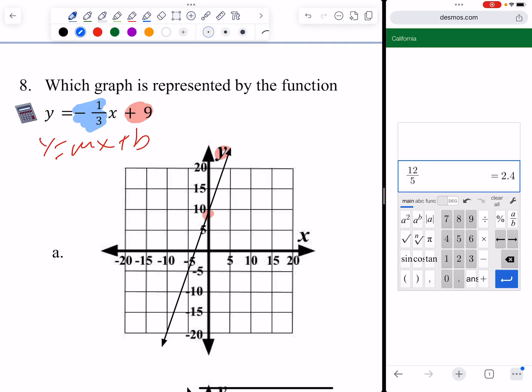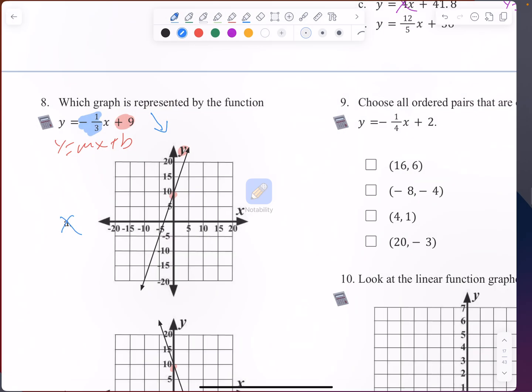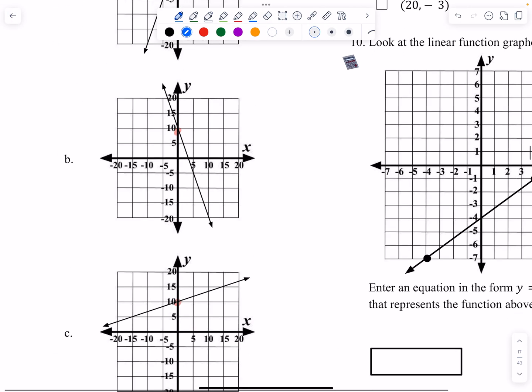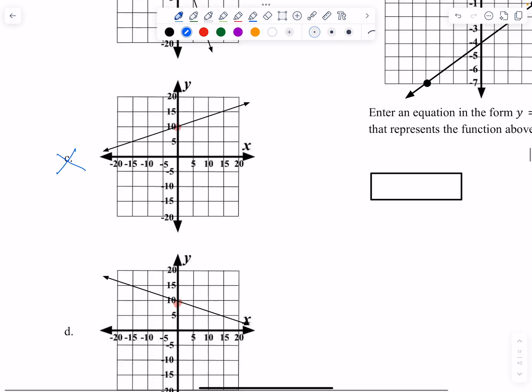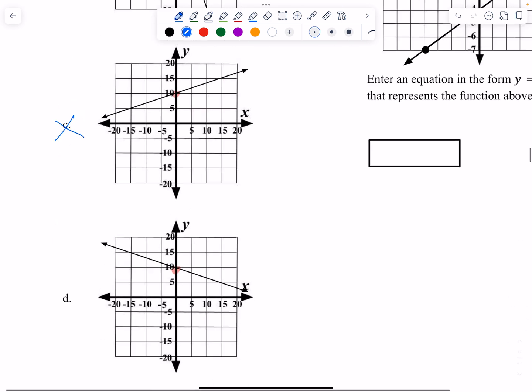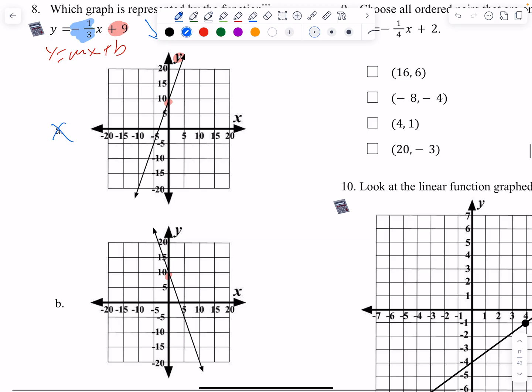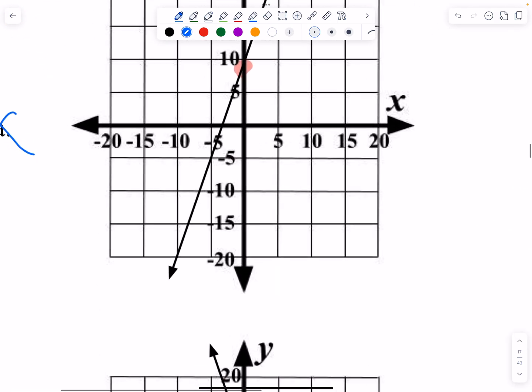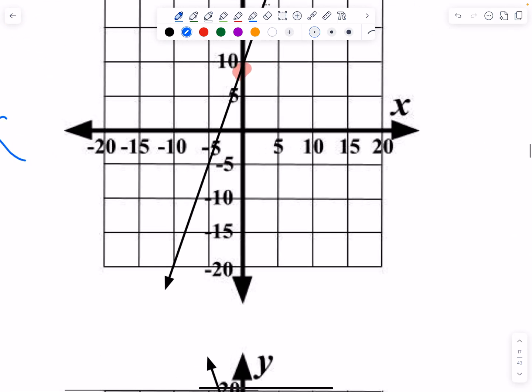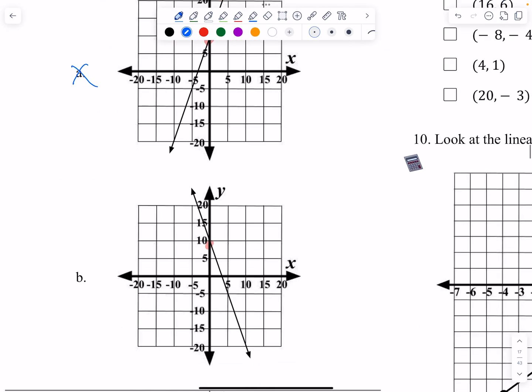So the next thing that's going to help me is the negative 1/3. If I see negative 1/3 as my slope or my rate, how does that look? Well, if it's a negative, I need to go down. So it can't be A. It could be B, it can't be C, and it could be D. So now how do I figure out which one it is? Well, my job is to find 2 lattice points that's going to help me out.